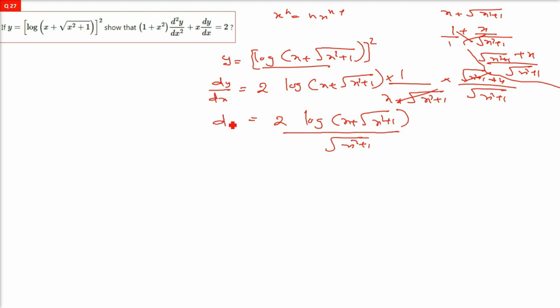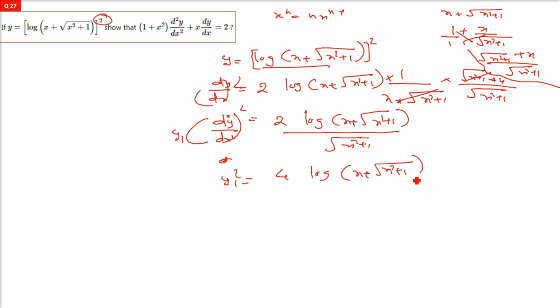Now you will attempt to find d2y by dx2. That is the normal thing which we would try to do, but this will not work. I'm telling you, believe me, I've tried it. So for that you have to square it, because you see that y on the right hand side is log square. So we'll square both sides. So dy by dx, I'm writing it as y1, y1 square is 4 log x plus under root x square plus 1 whole square, divided by under root x square plus 1 whole square, which is x square plus 1 only.